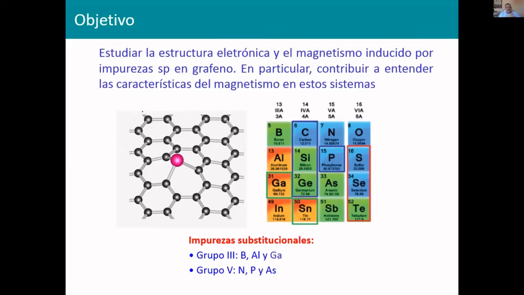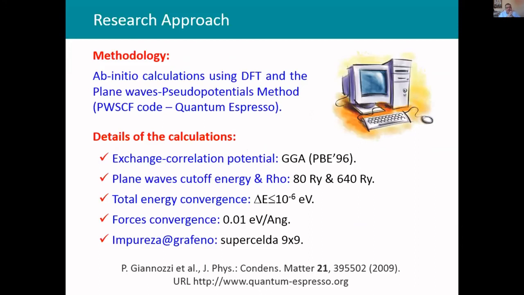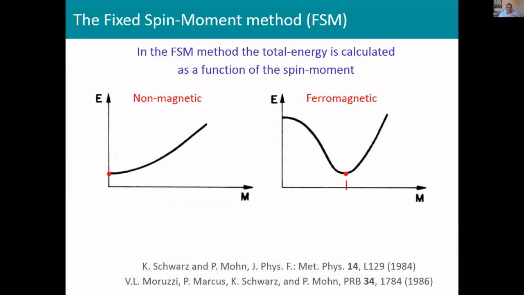To this end, we have performed ab initio calculations, as I mentioned before, using the Quantum ESPRESSO code. Here you can see some of the more important computational parameters. Very important to mention is that we study these impurities in the limit of less than 1% concentration, in order to be sure that the impurity is isolated from the interaction with other impurities.